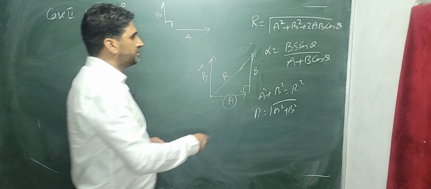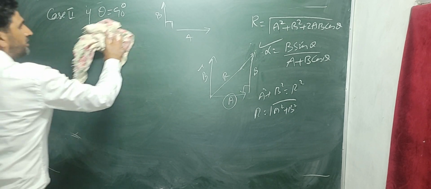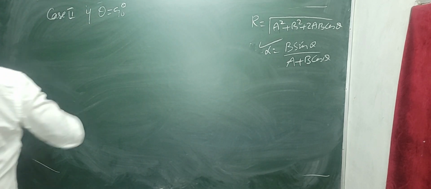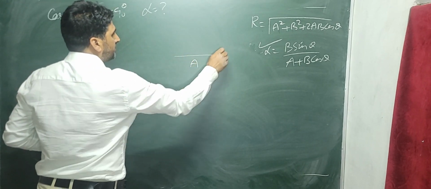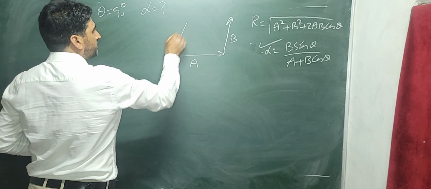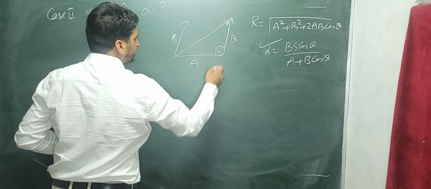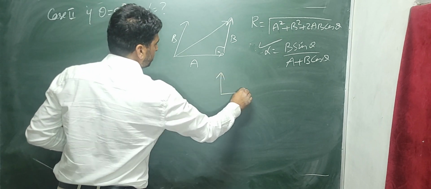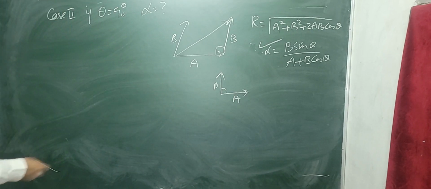Now what about the direction part? To calculate the direction for the case when theta is 90 degrees, what will be the value of alpha? So this is vector A, and this is vector B. I draw the perpendicular, this is R, and there is a 90 degree angle between A and B. This is A, this is B, they are mutually perpendicular. So what would be the R?